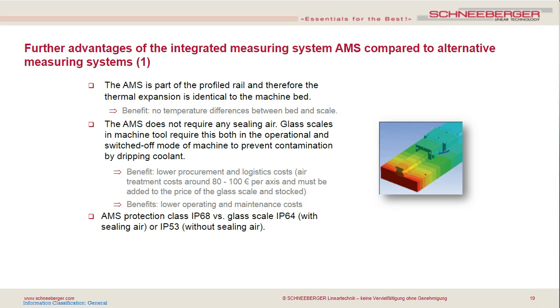AMS does not require any sealing air. Glass scales in machine tools require this both in the operational and switched off mode of the machine to prevent contamination of dripping coolant. Benefit: lower procurement and logistics costs. Air treatment costs around 80 to 100 euro per axis and must be added to the price of the glass scale and stocked. Benefits: lower operating and maintenance costs. AMS protection glass IP68 versus glass scale IP64 with sealing air or IP53 without sealing air.